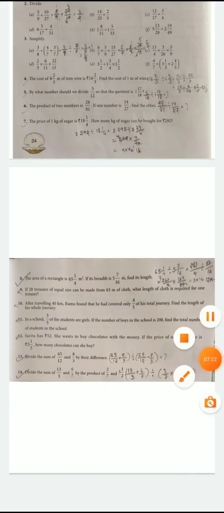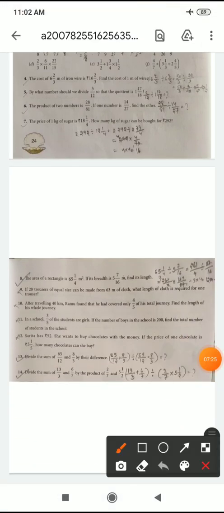Then comes number 8. The area of a rectangle is 65 whole 1 by 4 meter square. If its breadth is 5 whole 7 by 16 meter, find its length. Okay children, here we divide like this, then we get the answer: 12 meter. The length is 12 meter. Then children, directly you come to numbers 13 and 14. No need to do 9, 10, 11 and 12.